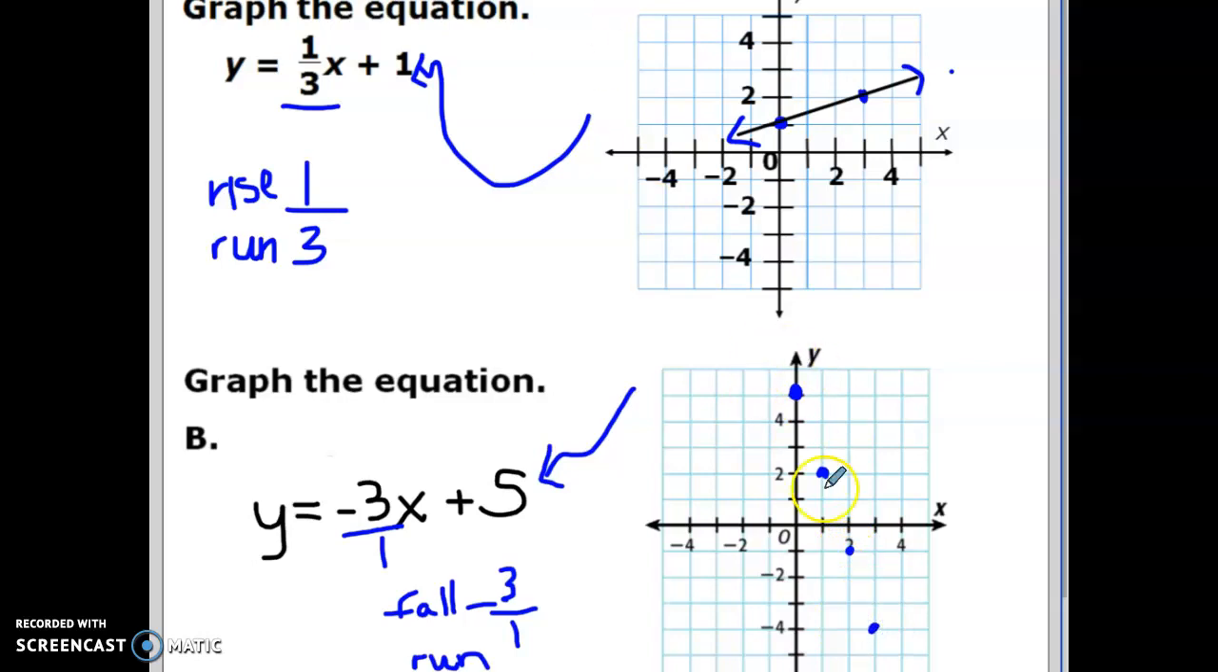Okay, and then I'm going to connect it with a line. I'll try it just like this. It's the best I could do. It's not very straight, but yeah, you connect with a line and there you go. But that's the shortcut for graphing equations.